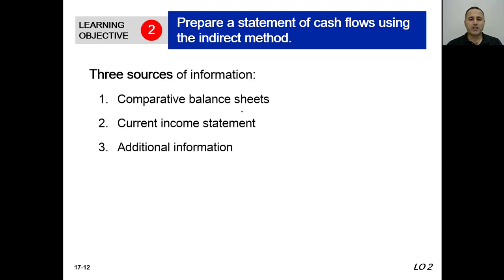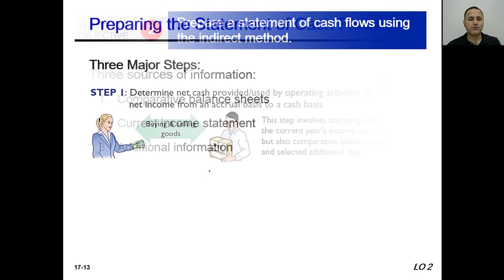Number one, we need comparative balance sheets. So for example, if you're preparing statement of cash flows for accounting year ending 2018, then you need a 2017 balance sheet as well. Then we need current income statement, so the income statement of 2018, and then we need some additional information. These additional information may contain some off-balance sheet items which may impact the level of cash flows in our company.